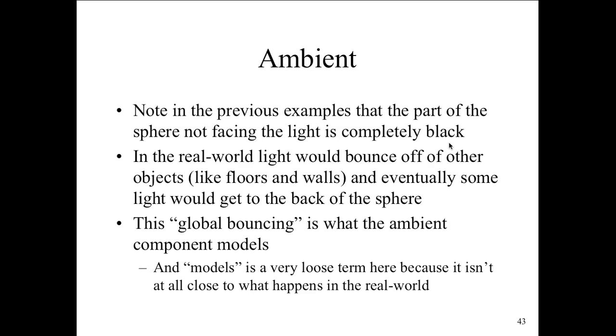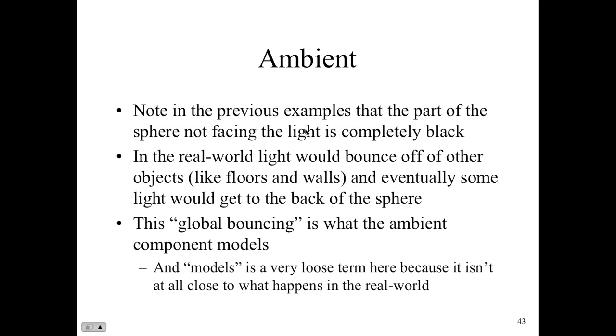Now in the previous example, the part of the sphere not facing the light is completely black. We don't have to render it then. So in the real world, light would bounce off of other objects, like the floor and the wall, and eventually some light would get back to the sphere. So we might be able to see the bottom part, depending upon what was underneath it. So the global bouncing is what the ambient component models.